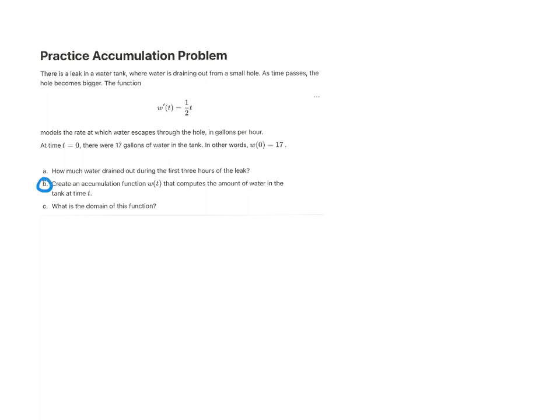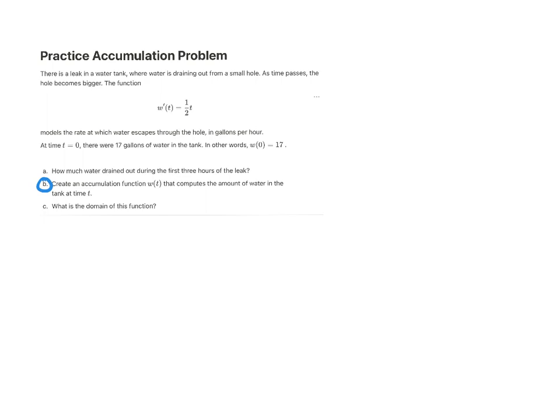That picture looks really blurry to me. We'll see how it comes across on the video. You can always rotate back to the original slide or just look at your paper because it's the same problem. We're asked to create an accumulation function, w of t, that computes the amount of water at time t.